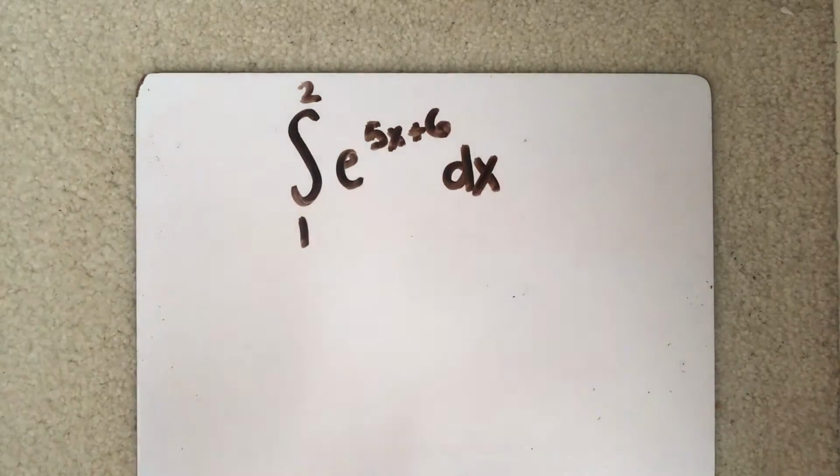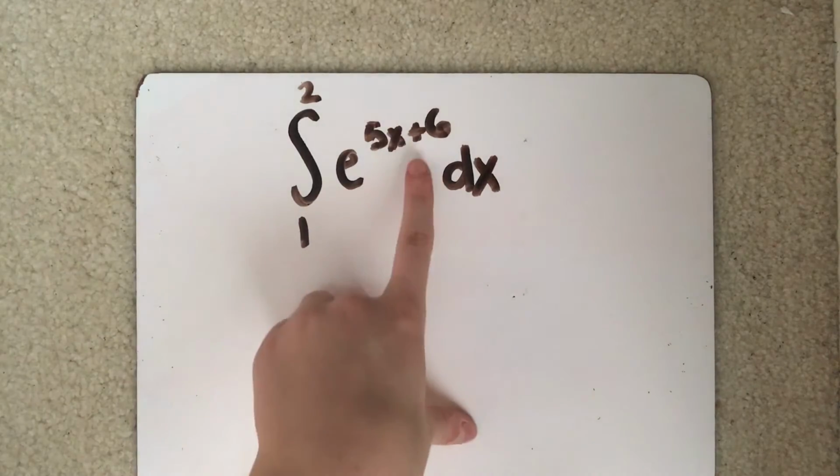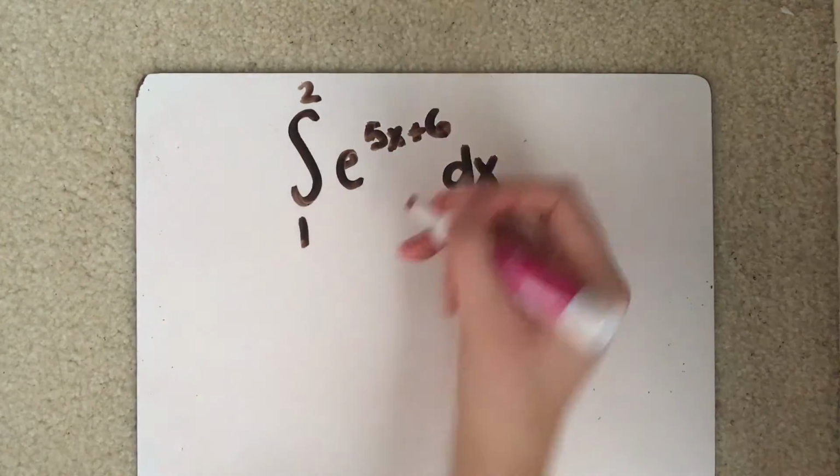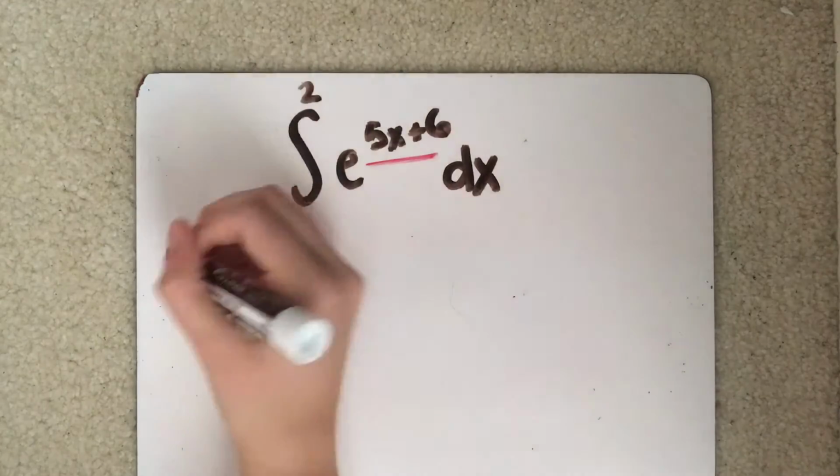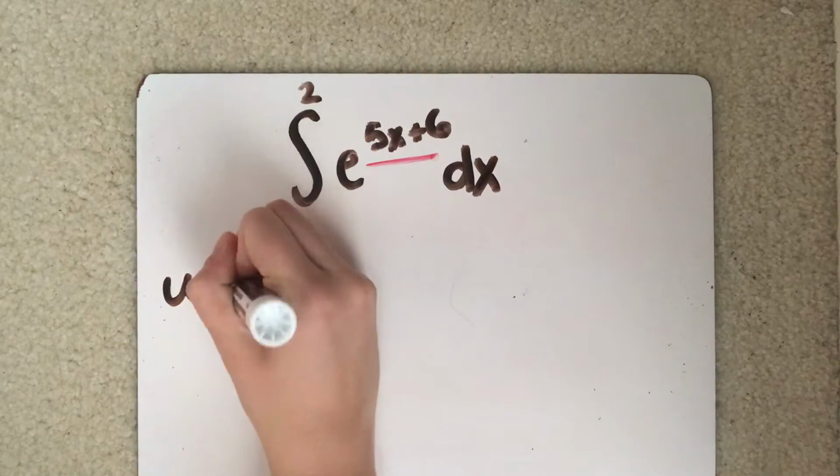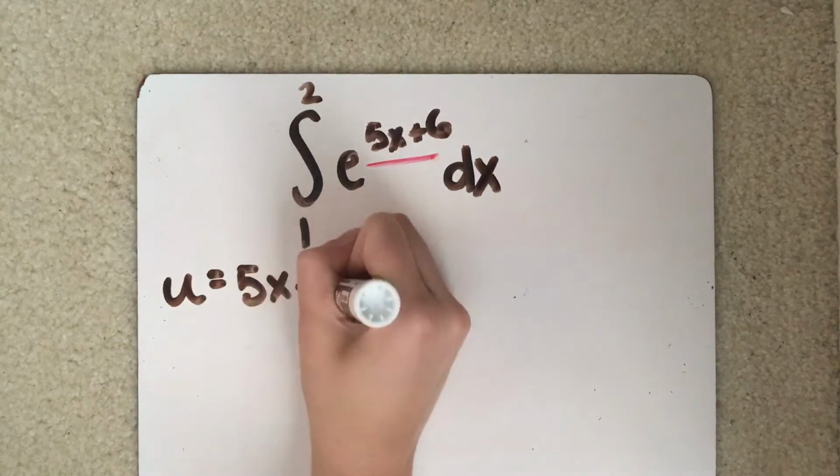It's e raised to the power of 5x plus 6. We already know that the integral of e to the power of x is going to be the same exact function. So we want to reduce our equation to that somehow using substitution. That way we can integrate easily. Knowing what we want our result to be, we can make u equal to this entire exponent, this whole thing. So u is equal to 5x plus 6.